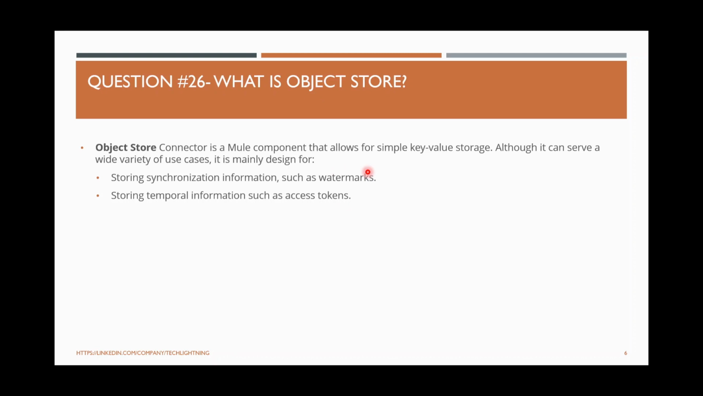So object store is mainly used to store some information as a key-value pair. For example, I want to store a key with some value, so that I can refer to that key at a later point in time to retrieve the value.